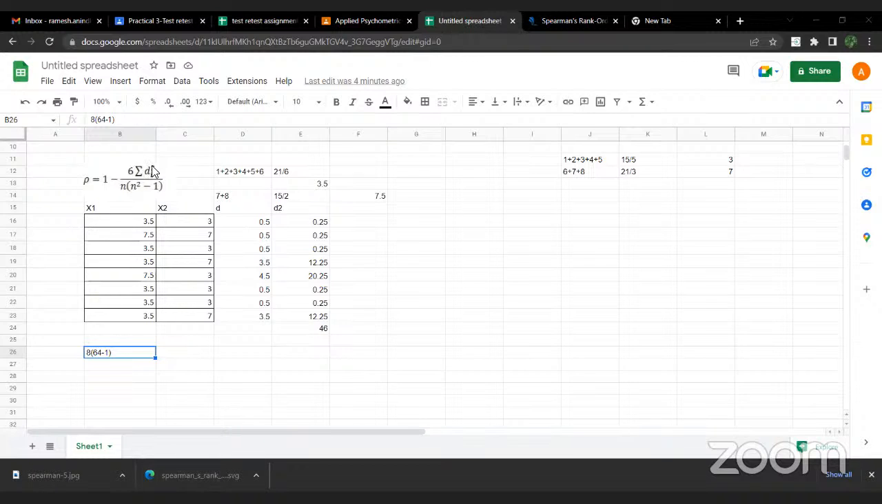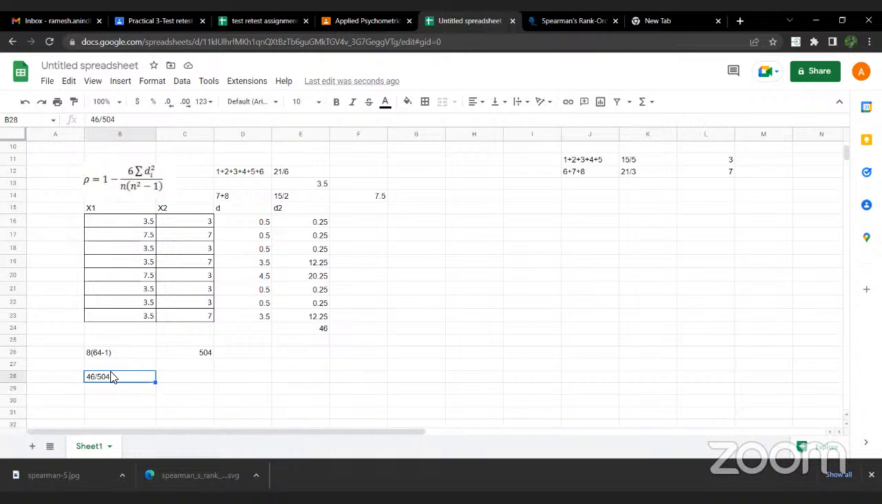So we were talking about the denominator here, which is n into n squared minus 1. That is equal to 8 into 64 minus 1, so it is 8 into 63, which is equal to 504. All we have to do right now is completely substitute all of these values into the formula. So we have 46 divided by 504, and the entirety of this value should be subtracted from 1.